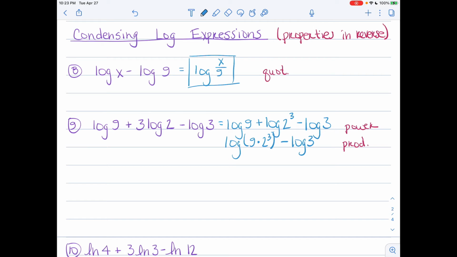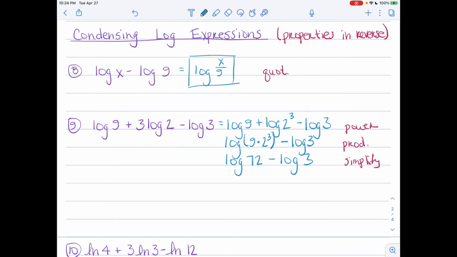Next, I want to just take a minute to simplify. I want to say 9 times 2 to the third, and that's going to be 72, and then minus log 3. So this is just a simplify step. Anytime that you could multiply, take powers, any of that, it's good to pause and do that.